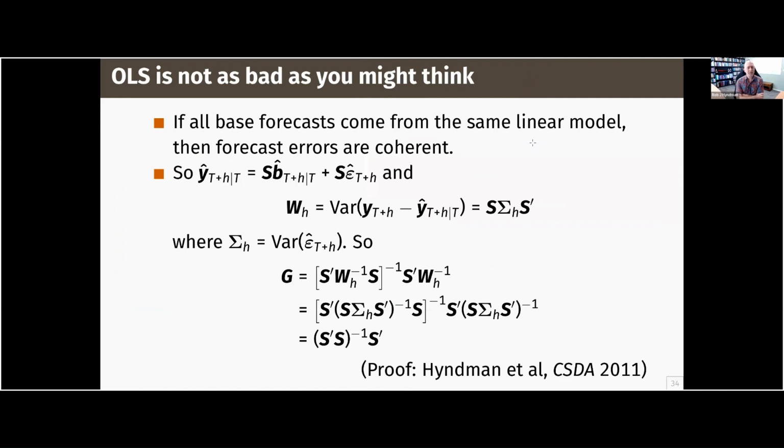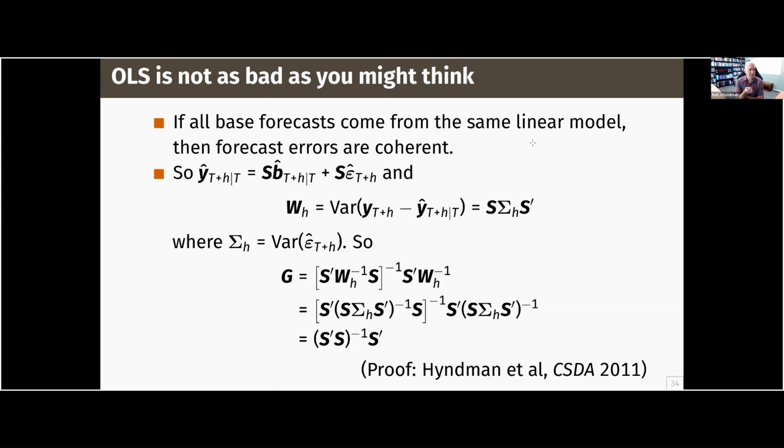Now I said the diagonal ones sounded like they were not a good idea because you're ignoring the off diagonals. It turns out that they're not as bad as you might think. And this is just a little demonstration why.